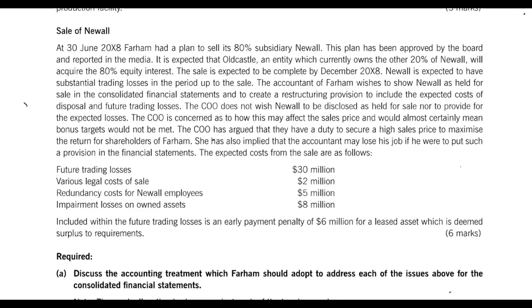I'm doing part A. I'm doing the accounting only. We've talked about the subsidence. There's now a new heading, there's a new piece of information, there's a new problem, and this is all about the sale of Newell.